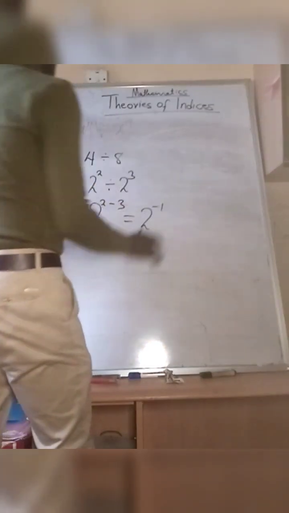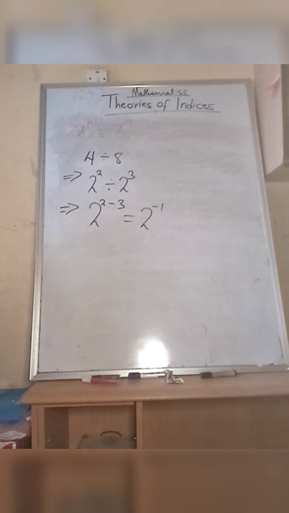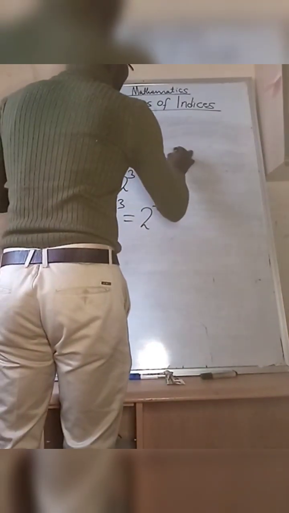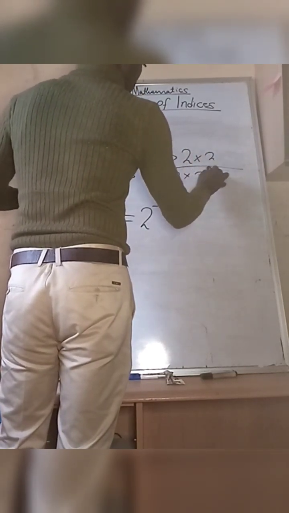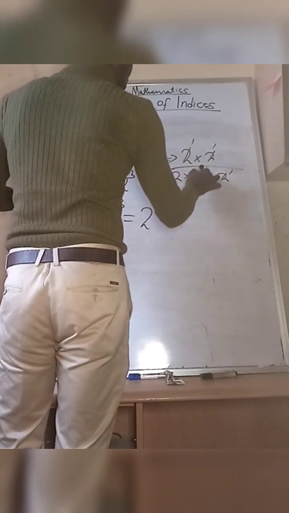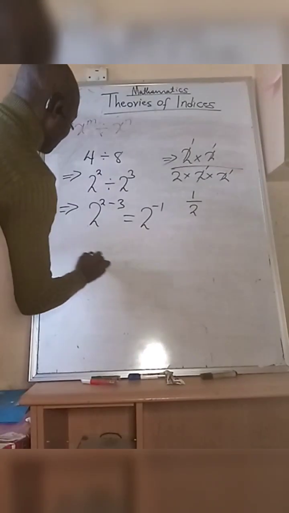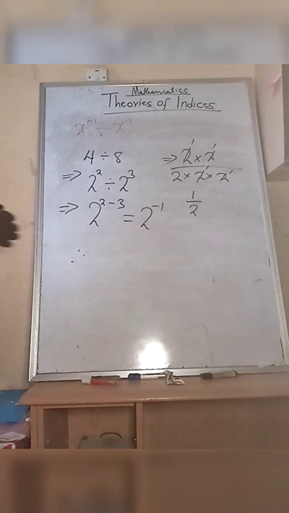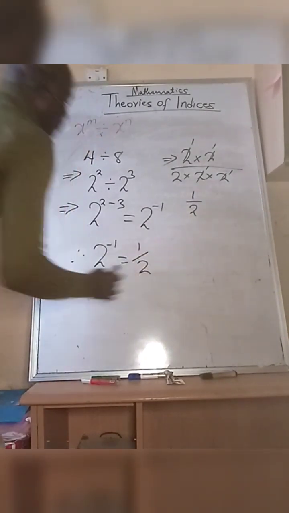What does it portend? Suppose, like I always make reference to our elementary arithmetic, this is what we have. It implies 2 times 2 divided by 2 times 2 times 2. This here 1, this here 1. This here 1, 2 here 1. We are now left with 1 over 2. Therefore, 2 raised to power negative 1 is equal to 1 over 2.